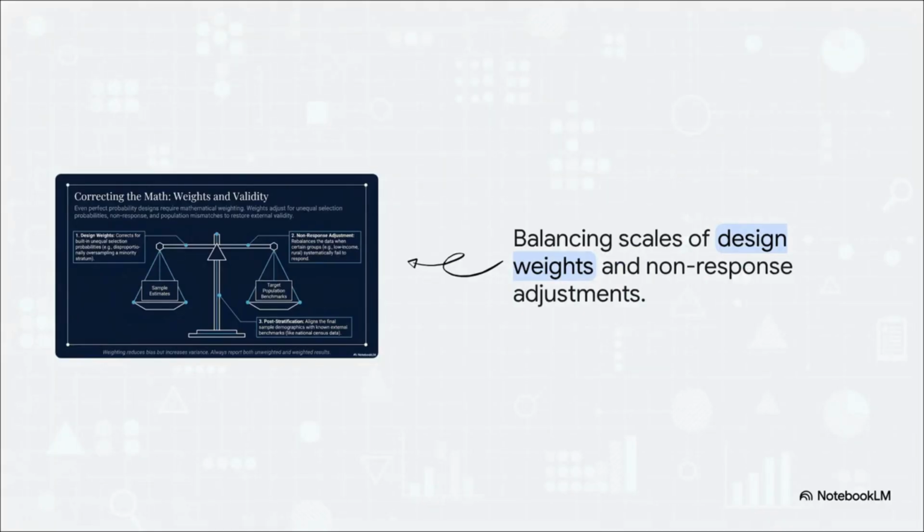You can kind of think of weighting like a giant balancing scale. Use design weights to correct for the unequal selection that was built into your method. Then you use non-response adjustments to rebalance any groups that didn't participate. And finally, use post-stratification to align your final demographics with known external benchmarks, like a recent national census. This whole process mathematically restores your external validity. It pulls your estimates right back to the truth. Just keep in mind, while weighting is amazing at fixing bias, it does inevitably increase your statistical variance.